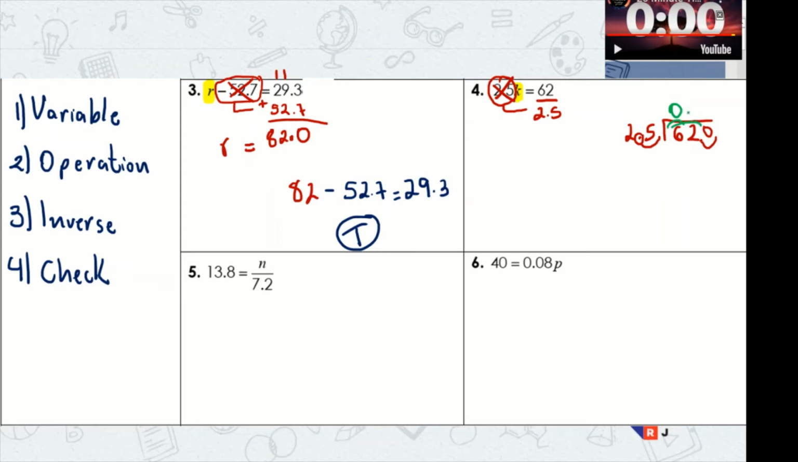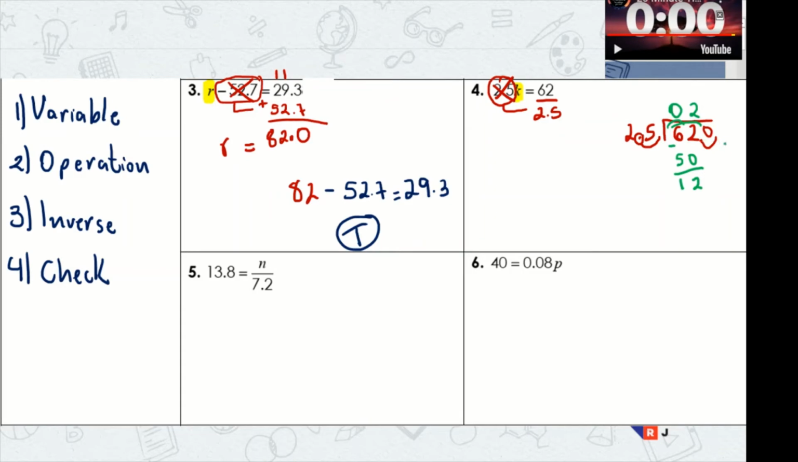1, 2, 3. How many? How many times? 2 times. Great. 2 times. And it is 50. 62 minus 50, it is 12.